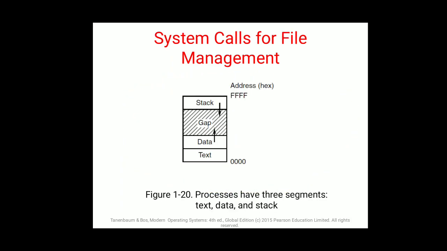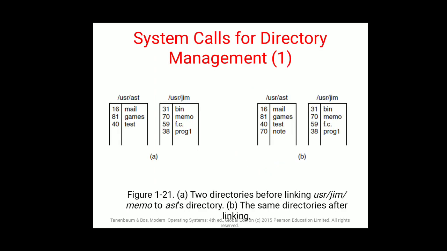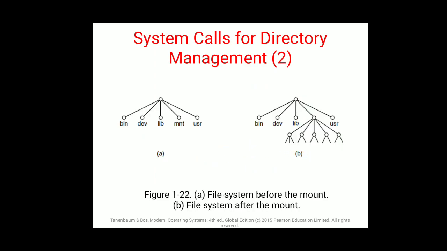Then the next is system calls for file management. You have a stack, that is all the files put together. You have a gap, that is to load the files, then the data of the files, and then the text which is being read by the file. Then the system calls for directories, certain hierarchies. See, you can see here /usr, /ast, /usr/gim. So these are the hierarchies in which your folders are saved in the system, not for the user, in the system, to get an identification.